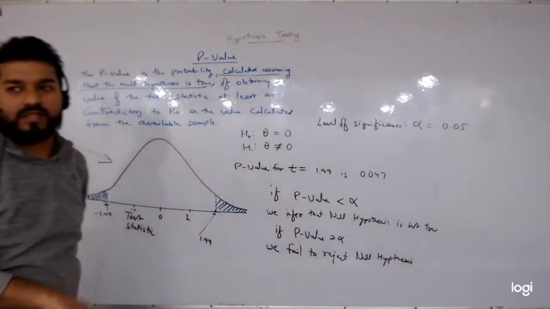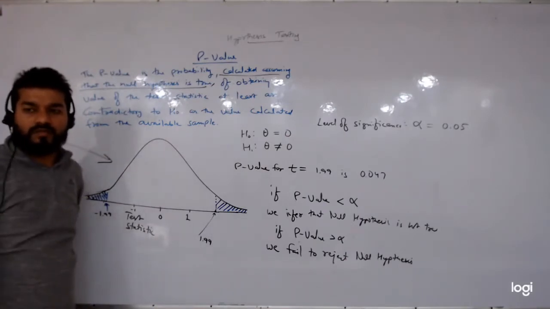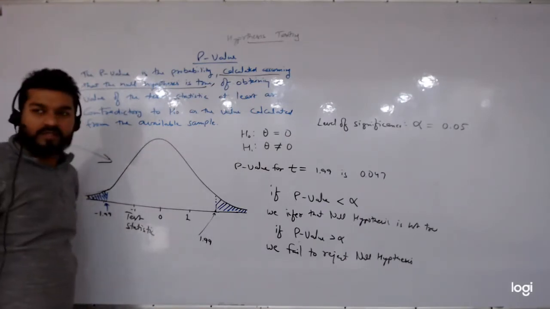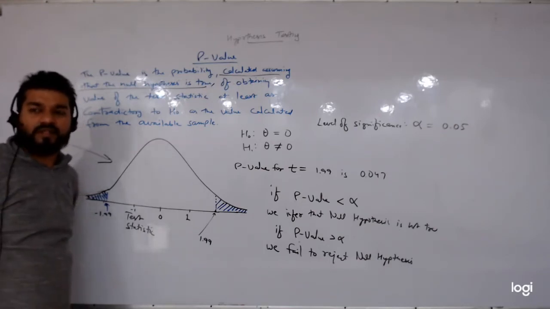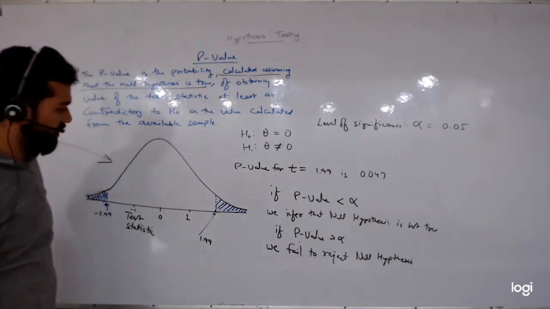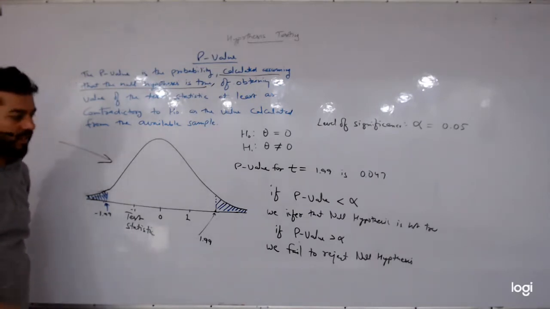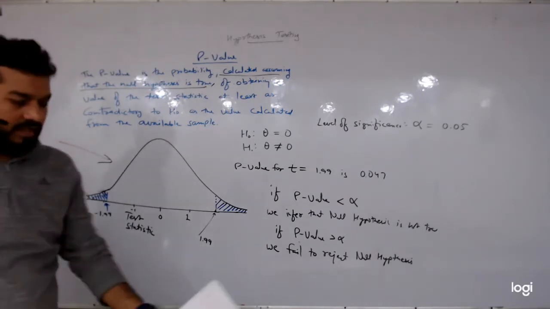We fail to say that this is not true. Okay, you never say that you accept this, you just say you fail to reject it. You don't have enough evidence to be able to reject it. These are technically correct lines in statistics.